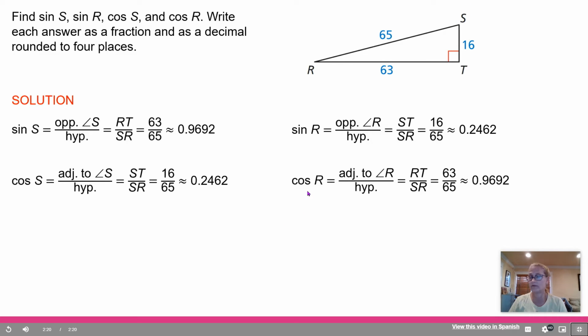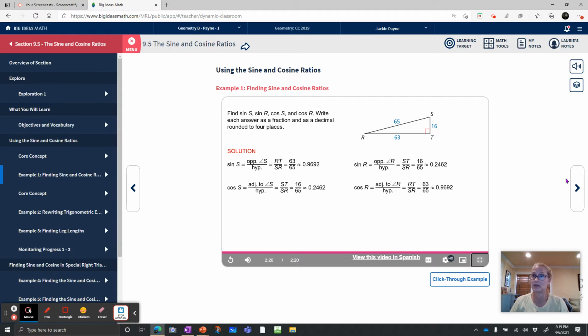One thing you should notice about this is the sine of S is the same thing as the cosine of R. See how they both came out to the same ratio? And the sine of R is equal to the cosine of S. So you can solve problems more than one way, and we will practice doing that.